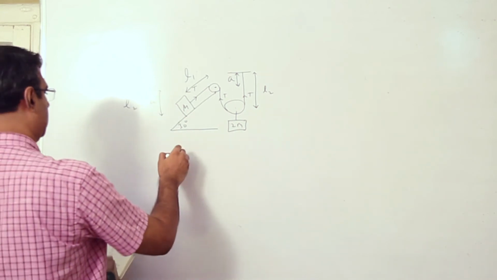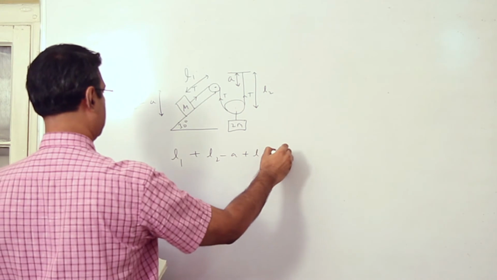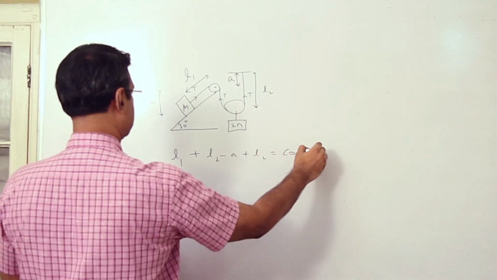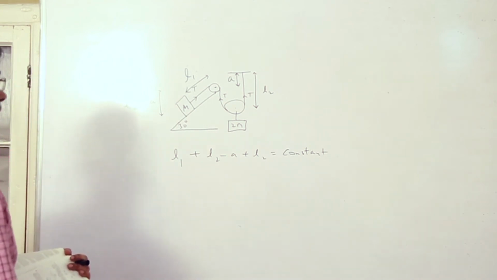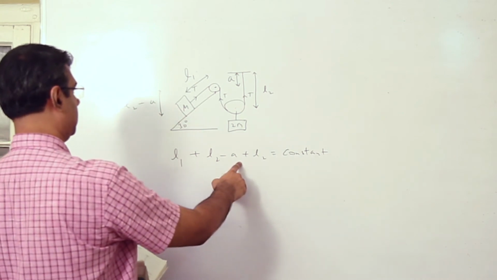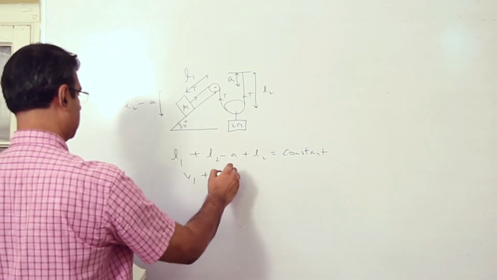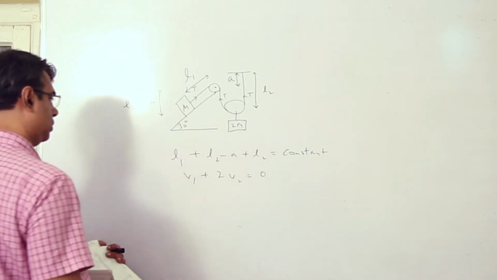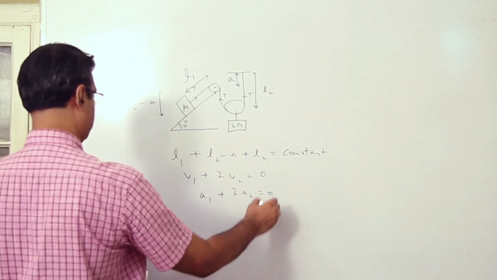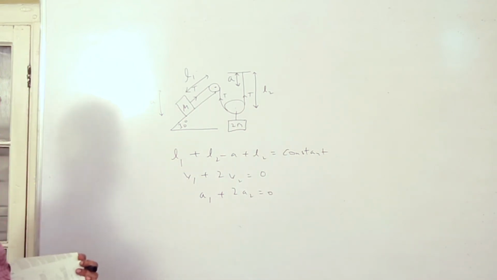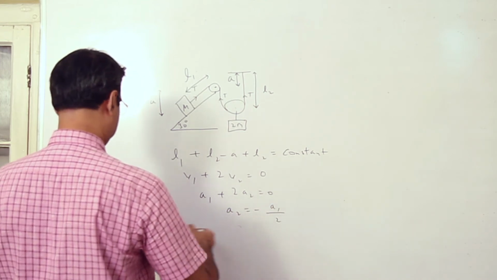Now, what is the total length of the string? L1 plus L2 minus A plus L2, and we can say without any hesitation that it will be constant. So L1 plus L2 minus A plus L2 will be constant. If you differentiate this equation once, then V1 plus 2V2 is 0, and if you differentiate it twice, then A1 plus 2A2 is 0. This means that A2 will be minus of A1 by 2.